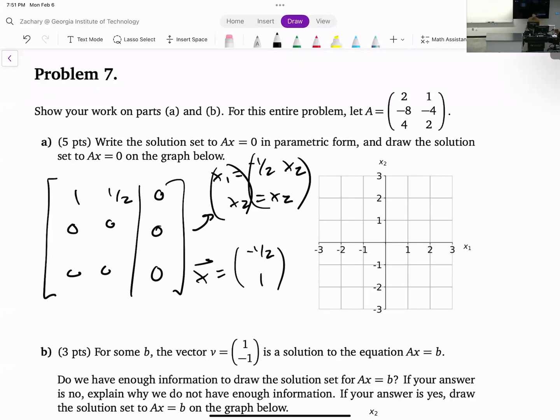Something that was so very sad when I was grading this: this is x1, this is x2. So we go negative 1/2, 1. That's our vector, and it keeps expanding on in both directions. They would switch the x1 and x2, and then they couldn't get any credit, which sucks. Just on the graph, but yeah.